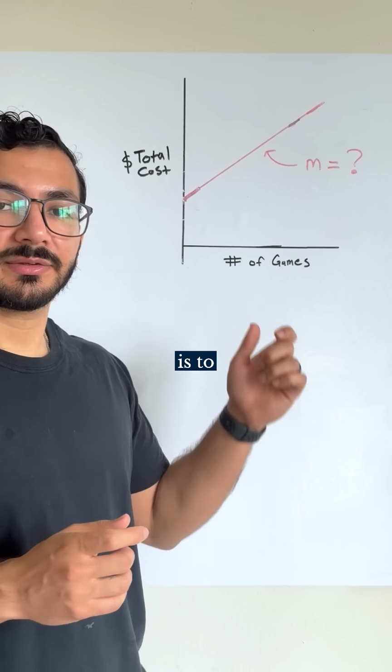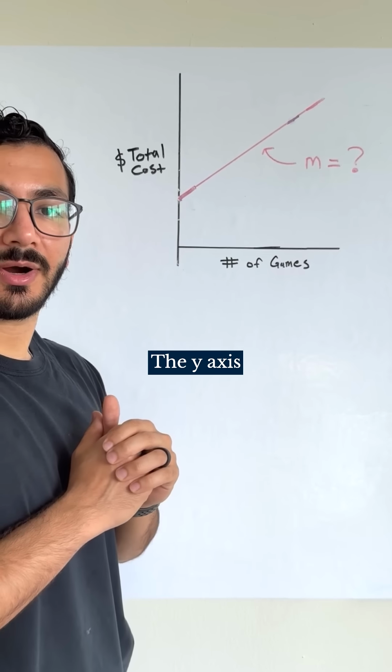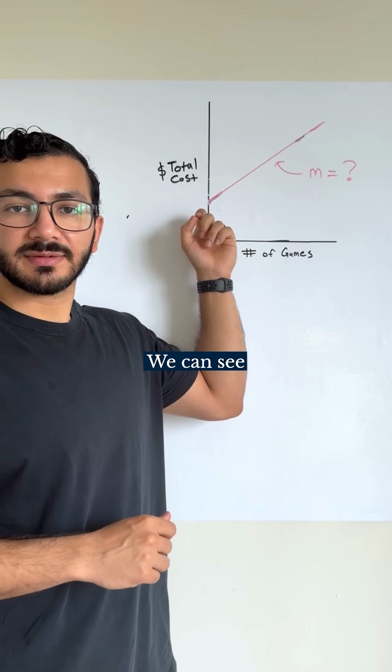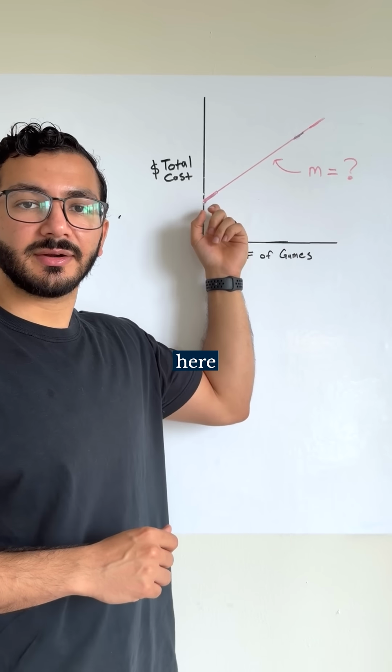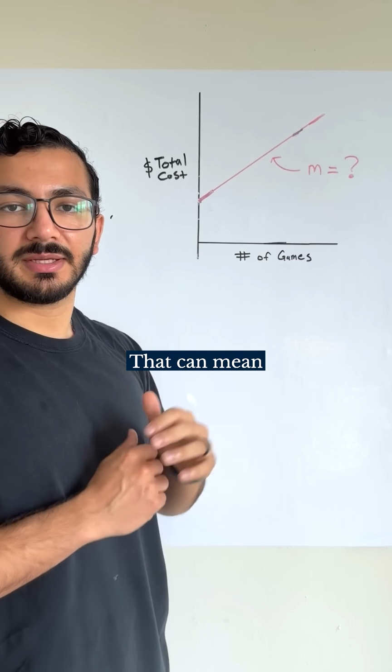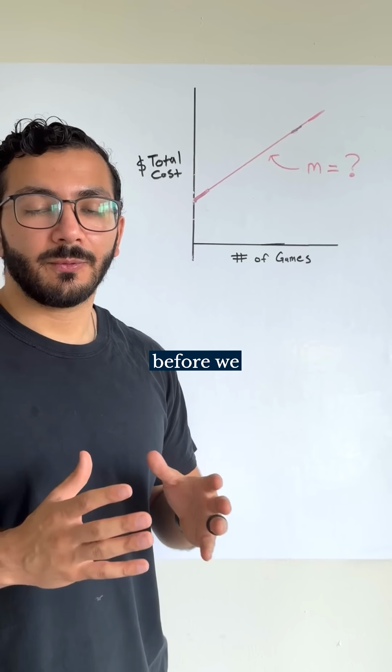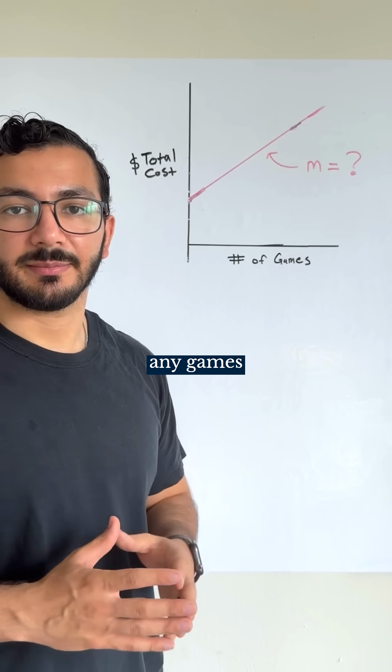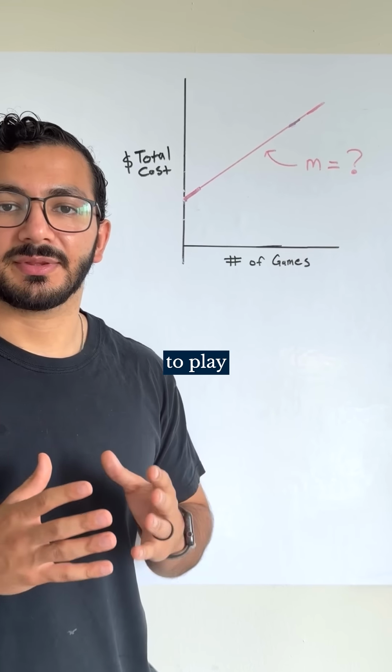Part of that story is to understand where it touches the y-axis, this y-intercept. We can see that it actually starts here, which is at 0 games. That can mean that there's a price before we even start purchasing any games, something like purchasing the system to play the games on.